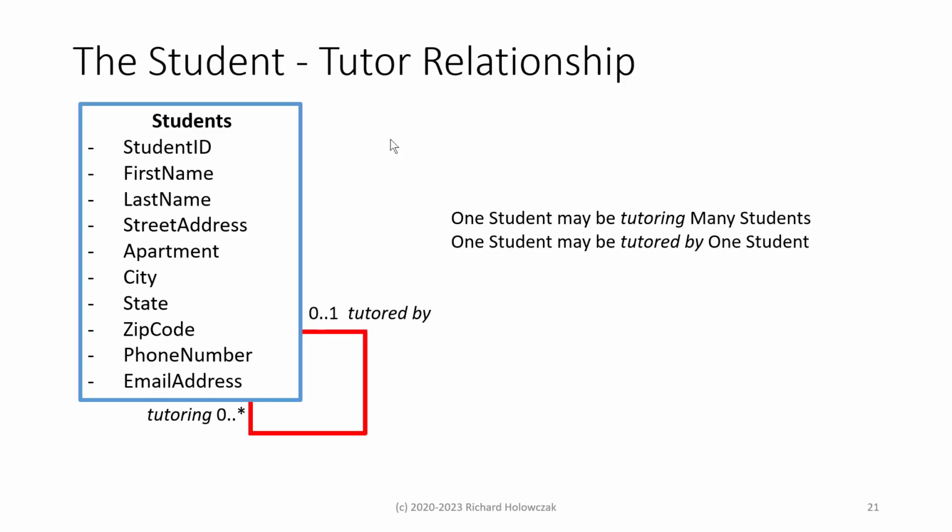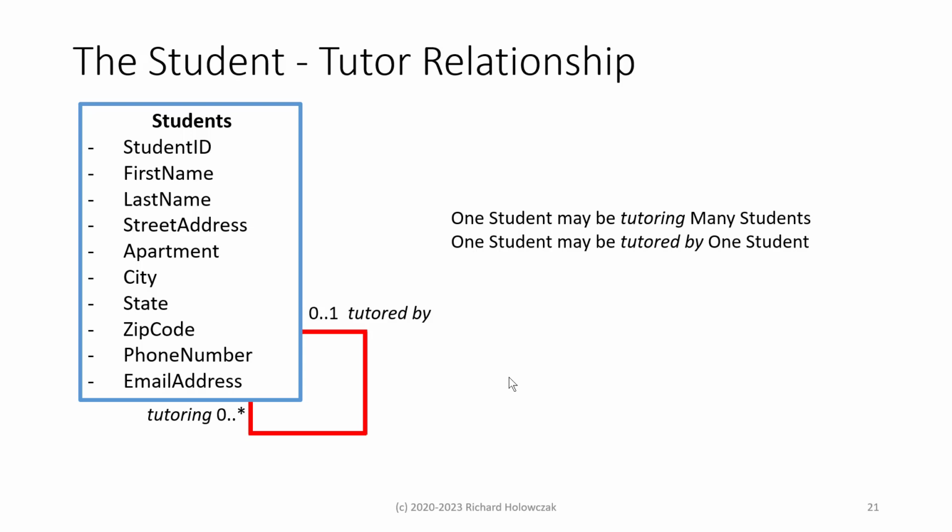Okay, here we are. Our unary relationship makes another appearance. We have our students with all of their contact information, like we would typically find. And then we're going to use this unary relationship. One student may be tutoring many other students. You don't have to be a tutor, but if you want to, you can work with many other students. And going the other direction, one student who needs help may be tutored by one other student. So if you need help, you can really just go to one other tutor to help you out.